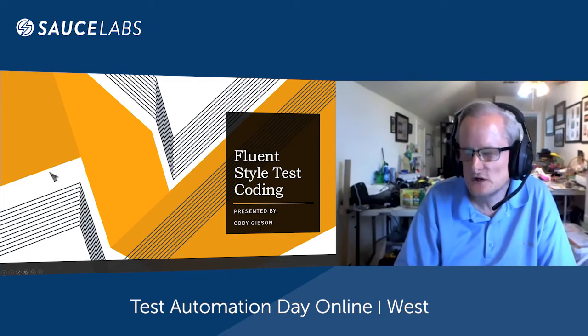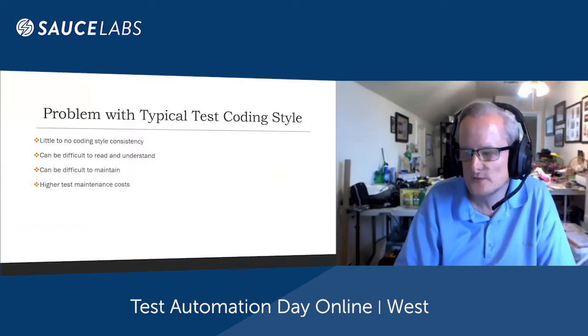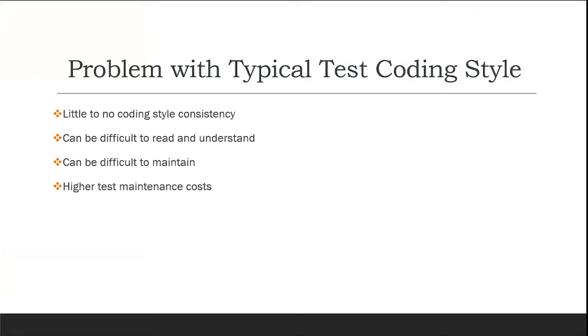One of the things I want to start off with now is, what are some of the problems with typical test coding style? Well, in what we can call procedural test coding, you've got little to no coding consistency. You've got a team of testers, and they're writing their tests based upon the test cases they are handed. One person will write their test one way, another person will write it in a different way, and there's very little consistency from one tester to another.